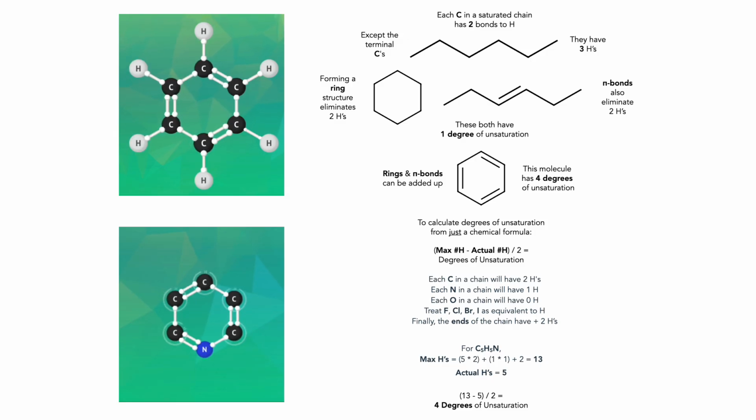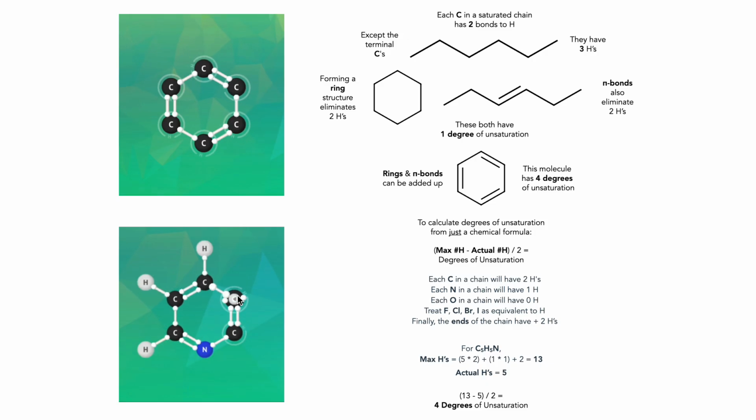If we're given C5H5N, just the formula. Now, the substance is being shown on the left, but if we just have C5H5N, the maximum number of hydrogens is, from the carbon, 5 times 2, 10. And then from nitrogen, we have 1 nitrogen, so 1 times 1, 1. So that's 10 plus 1, 11, plus 2 from the terminal carbons. That's 13, okay? So that's the maximum number of hydrogens that we can have.